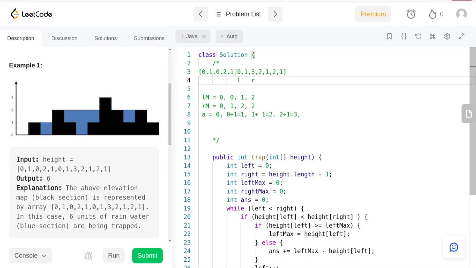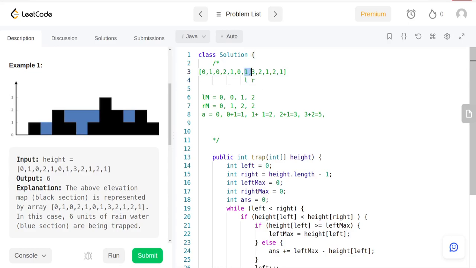Is the left height less than the right height? Is that height greater than or equal to the left max you have seen so far? It is not greater than or equal to, it is less, so that's gonna stay there, but the answer is gonna get incremented by 2 minus 0, which is 2. It's gonna make it 5. Okay, and then this is gonna be incremented.